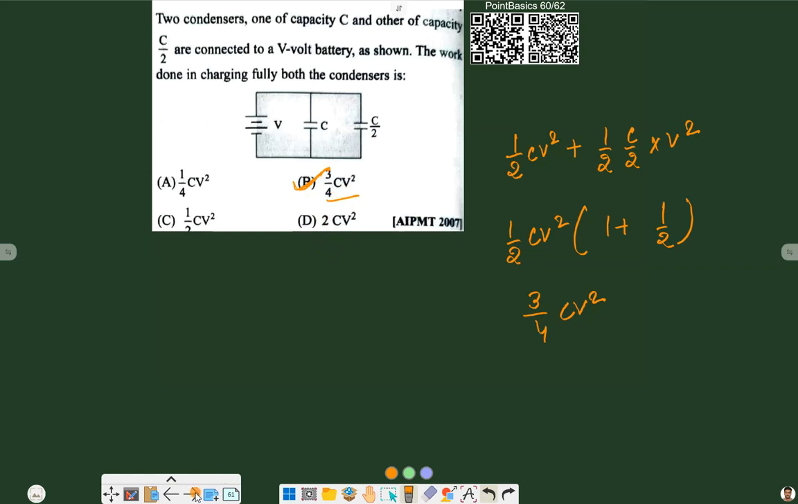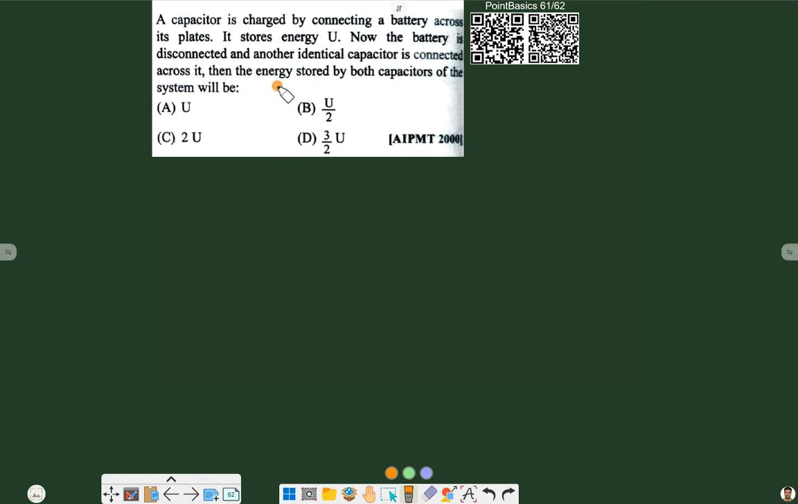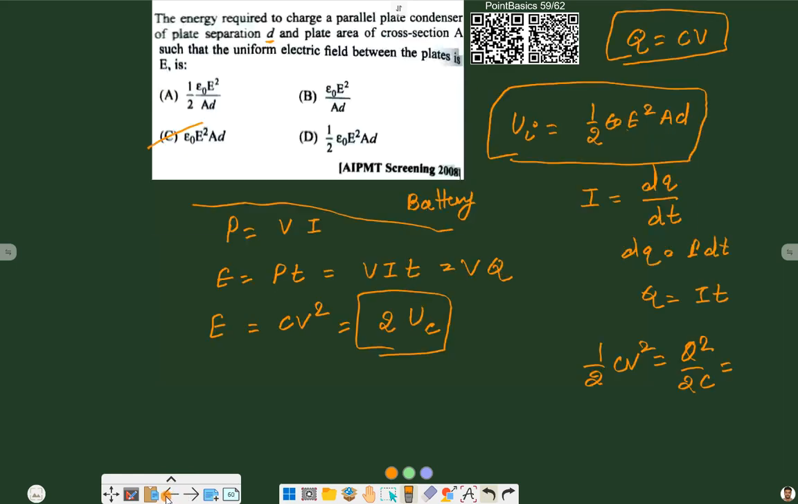Next question. A capacitor is charged by connecting a battery across its plates. It stores energy U. Now the battery is disconnected and another identical capacitor is connected across it. Then the energy stored by both of the capacitors, or the system, will be, and we know the answer is U by 2, because both of these are identical, and we have already solved a question like this.